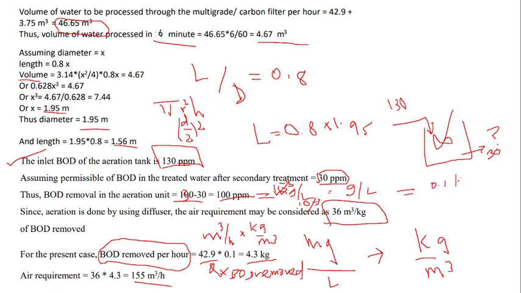Now gram is converted to kg. So this is gram per meter cube, so this is 0.1 kg per meter cube. Understood?